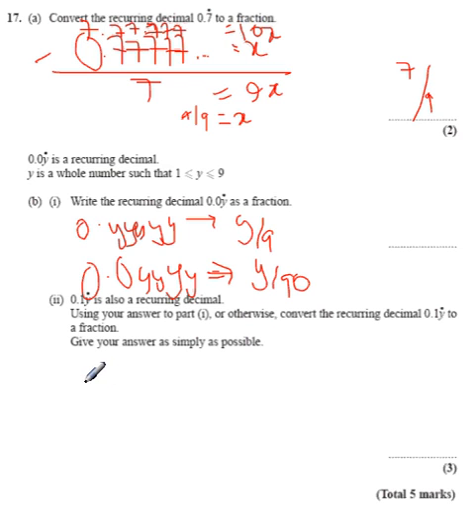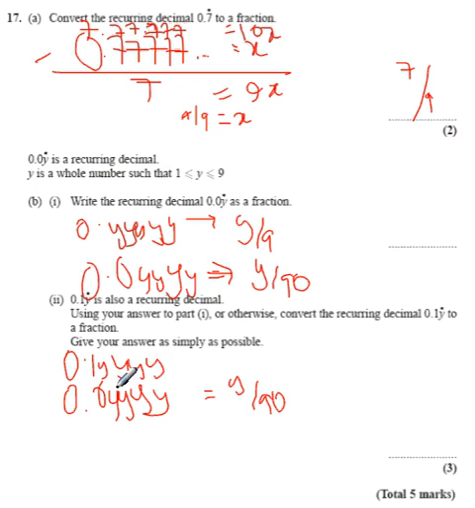Well, what's the difference between 0.0yy recurring, which we know is y over 90, and 0.1y recurring? What have you done to get from one to the other? Well, you've just added 1/10. There's a 1 in the tenths column. So this is going to be y over 90 plus 1/10.